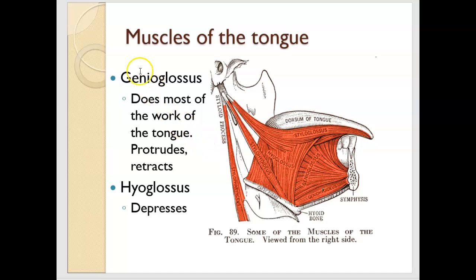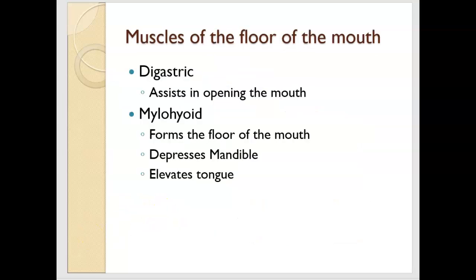Muscles of the tongue: genioglossus. If you think of anything that says glossus, it refers to the tongue. It does the work of the tongue. It protrudes and retracts. Hyoglossus depresses. The muscles of the floor of the mouth: digastric assists in the opening of the mouth, and mylohyoid forms the floor of the mouth and depresses the mandible and elevates the tongue.